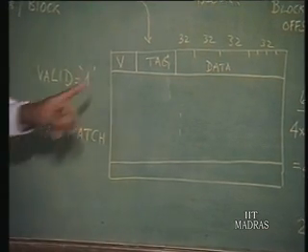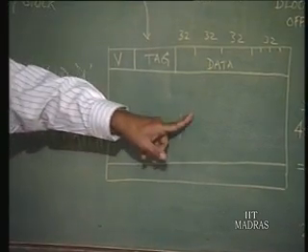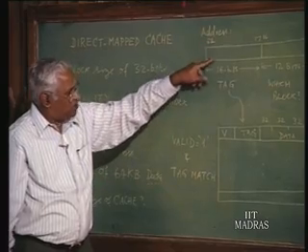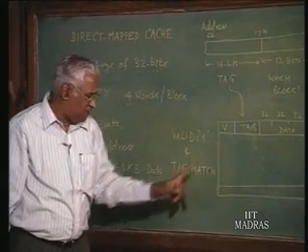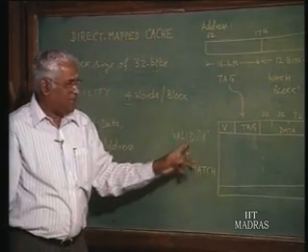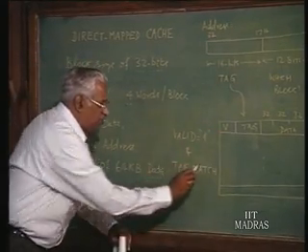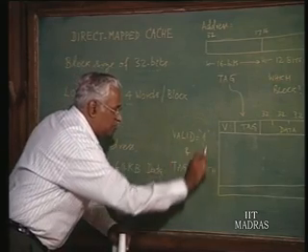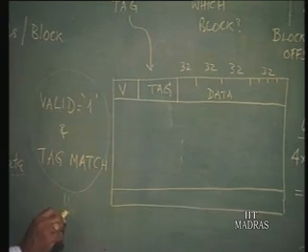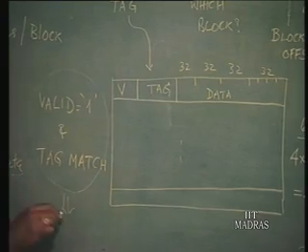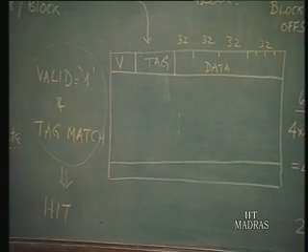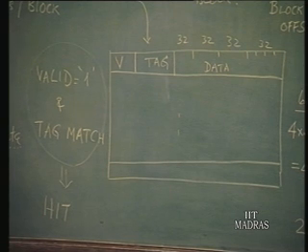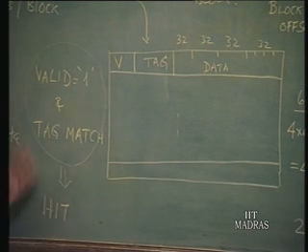So, for a given block, if the tag of the incoming address and the tag content in that particular block match and if the valid bit is 1, then this situation corresponds to CPU having found what it wanted in the cache. So, we say then CPU has achieved a hit. Otherwise, there is going to be a miss.